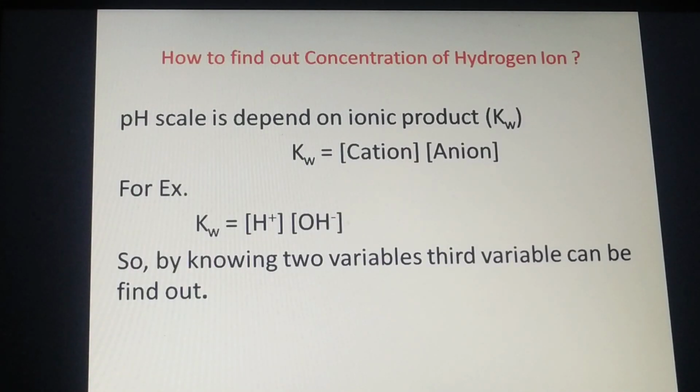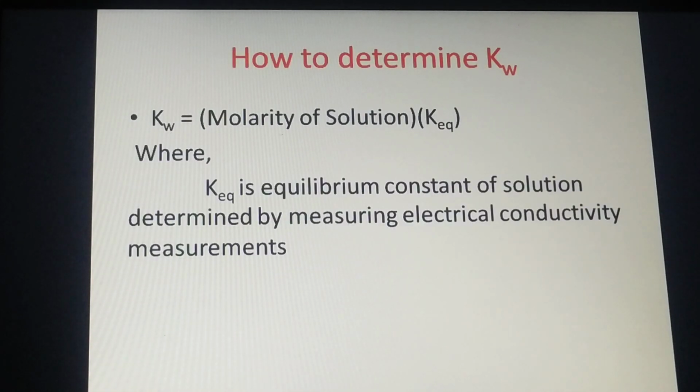So how to find out the hydrogen ion concentration? The pH scale depends on the ionic product, that is Kw, and Kw depends again on the concentration of cation and concentration of anion. For example, the ionic product for water, which possesses H positive ions and OH negative ions, Kw can be written as concentration of H positive into concentration of OH negative. So by knowing two variables, the third variable can be found out. So how to determine Kw?